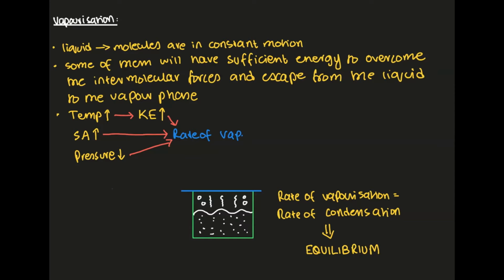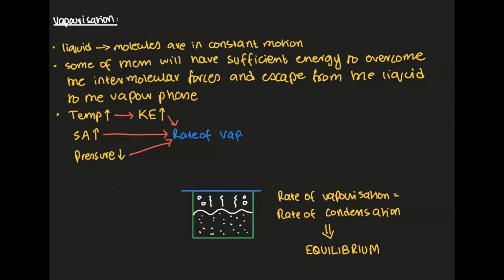Now, some of them are going to have sufficient energy to overcome these intermolecular forces of attraction. And these are usually the ones at the surface. So these are going to have enough energy to overcome these intermolecular forces, and they're going to escape from the liquid into the vapor phase, right?